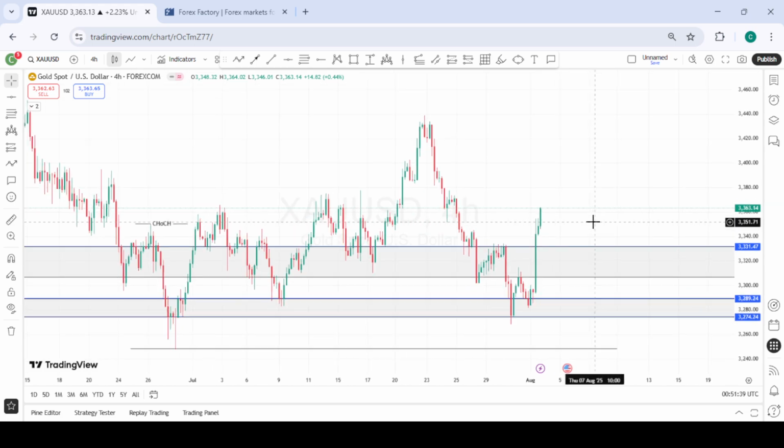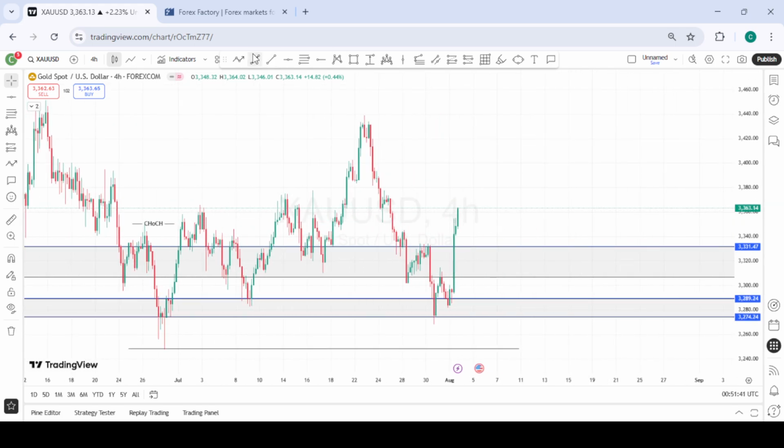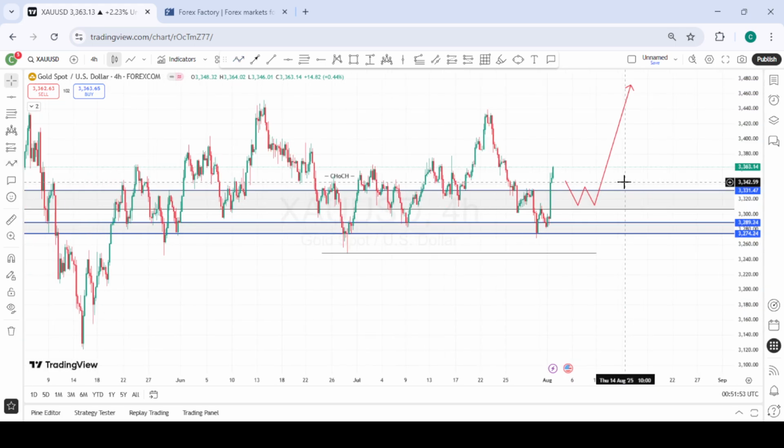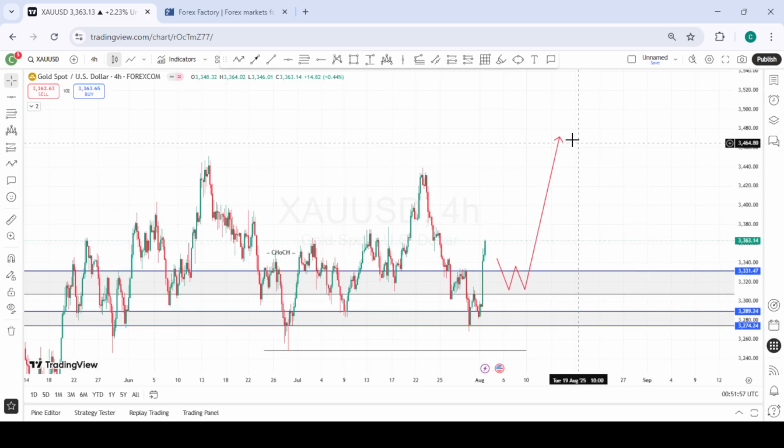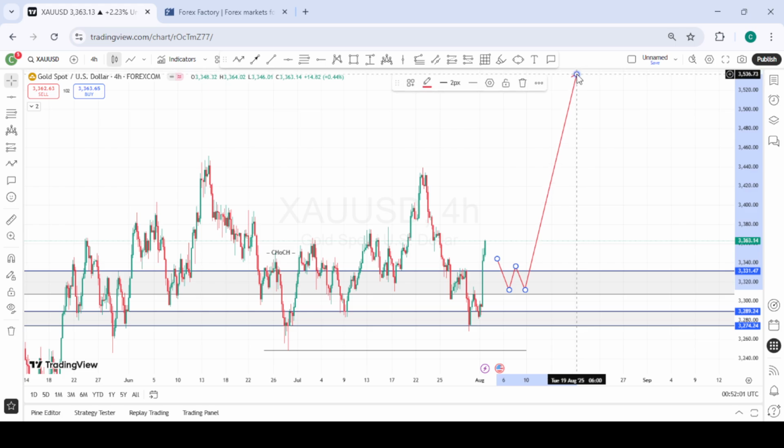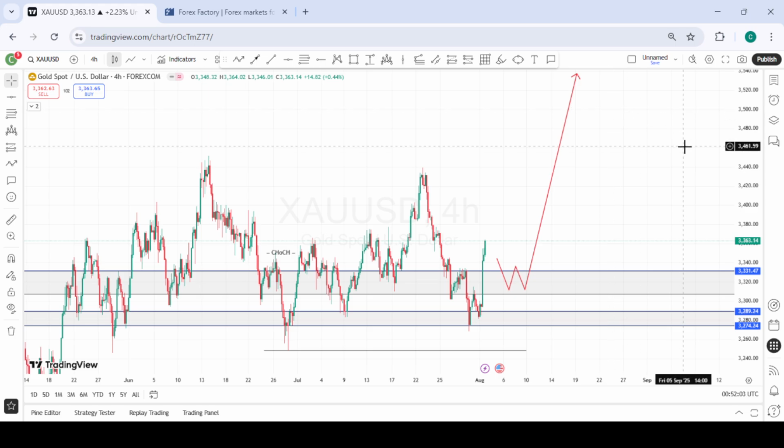So going into next week, we'll be expecting a pullback to this zone to give us a buying opportunity, and we buy to the upside. And gold has a potential of creating a new all-time high if this deep crab pattern plays out.